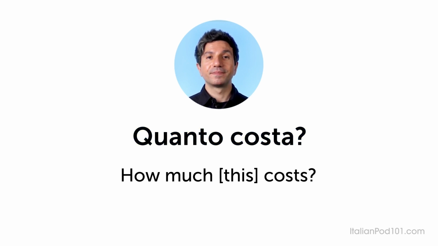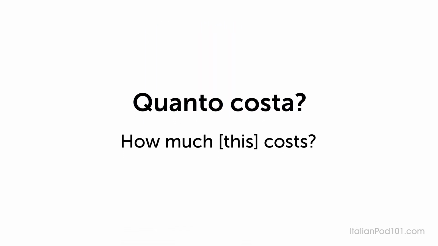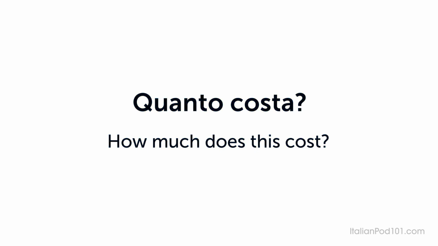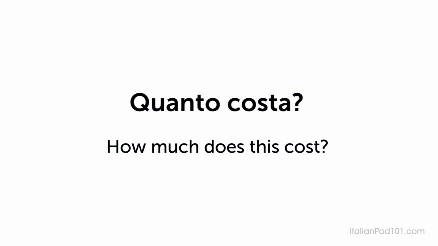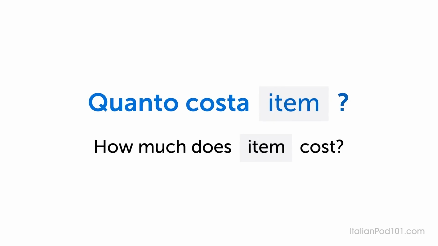Quanto costa? Literally means how much this costs, but translates as how much does this cost? The word this is understood from context. When you're asking how much something is and it's understood what you're speaking about, for example, when asking by pointing at something, you can omit the subject. This pattern is, Quanto costa? How much does this cost? You should be aware of this pattern, but for this lesson, we'll use the sentence pattern, Quanto costa item? How much does item cost?